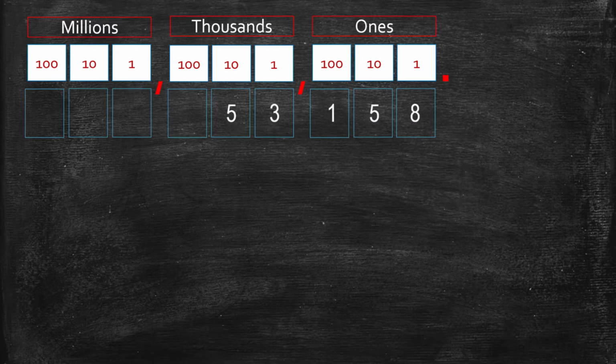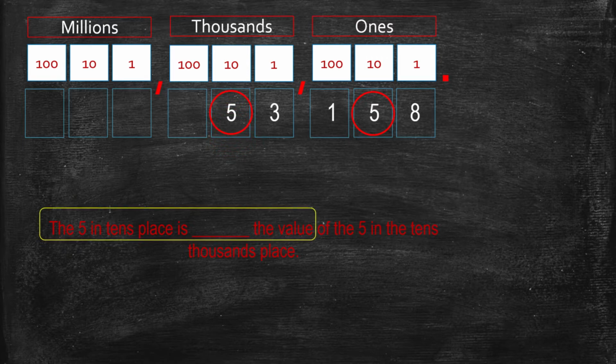Here we have 53,158. The 5 in the tens place is blank the value of the 5 in the 10,000s place. So let's identify our 5's. Well, that's the 5 in the tens place. And that's the 5 in the 10,000s place. It wants to know the value of the 5 in the tens place compared to the 5 in the 10,000s place.